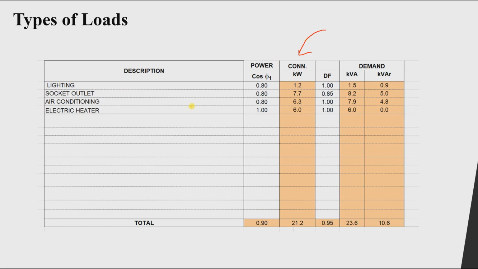So, for example, if we would like to get this lighting in volt ampere, because we are dealing in the end with volt ampere, we take the connected load 1.2 divided by its power factor 0.8. So it will give us how many volt ampere. This is our connected load.